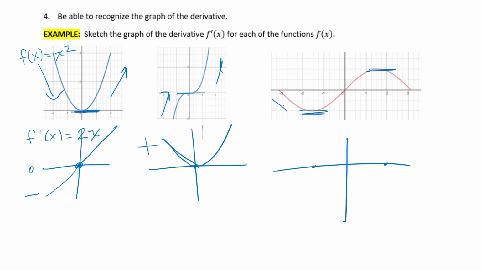Here, the function is decreasing, meaning it's below. It hits 0. It increases, it hits 0, and then it decreases. So you see what I do is I kind of just draw if I'm below it or if I'm above it, depending on what the graph is doing. And that's it. That is your review that you should be able to do for the upcoming test.